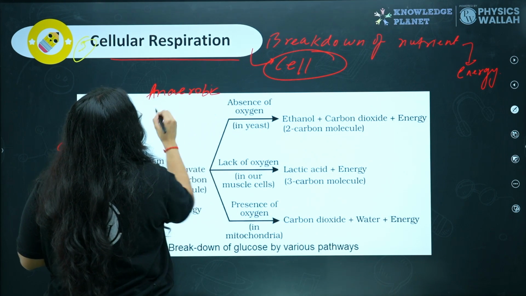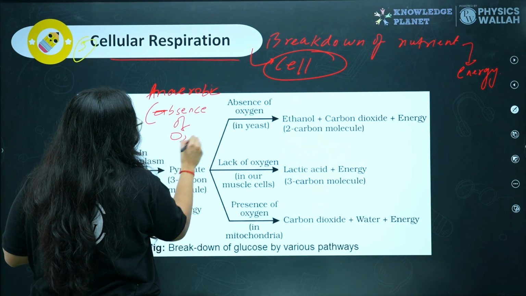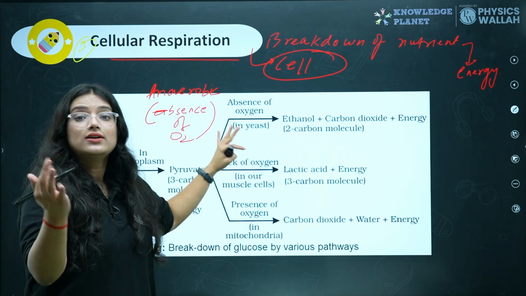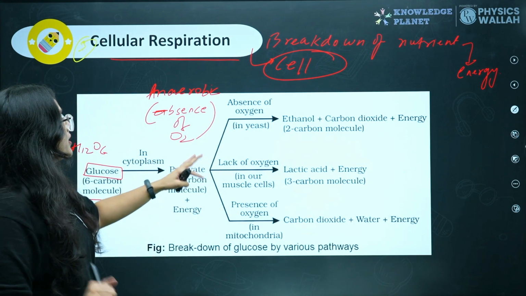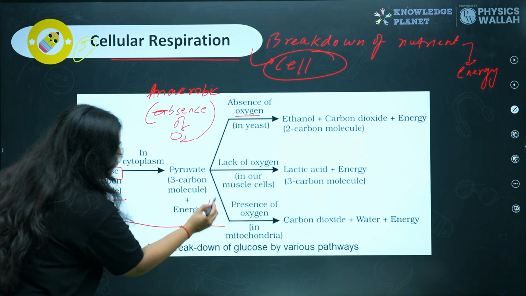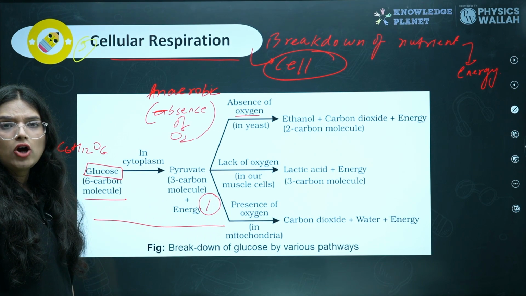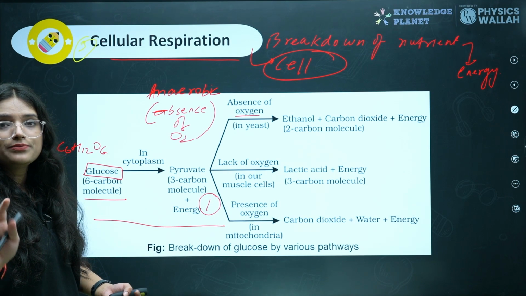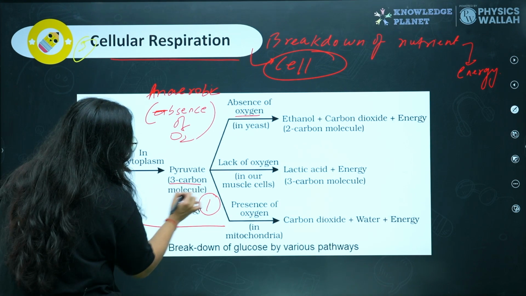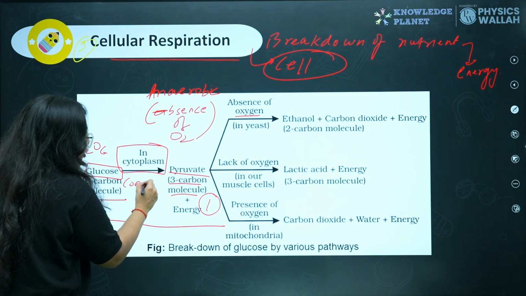Anaerobic respiration happens in the absence of oxygen. This happens in lower organisms, for example, in yeast and certain bacteria. So what's happening here? In the absence of oxygen, the first step is common in all organisms: prokaryotes, eukaryotes, complex organisms, simpler organisms. The first step is breakdown of glucose into 3-carbon molecule pyruvate. This happens in cytoplasm and it is common in all organisms.